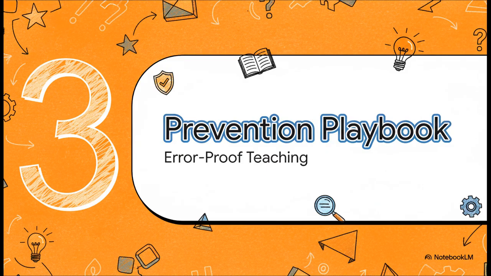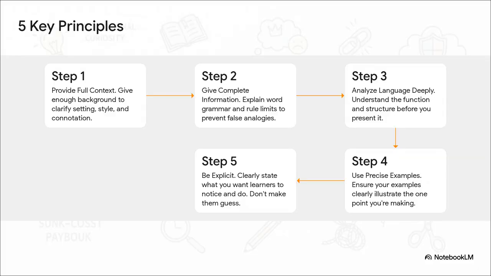Okay, so we've seen how easily things can go wrong. Let's flip the script and talk about solutions. What can we actually do to stop these errors before they even start? Well, here's a 5-step playbook we can take straight from those case files. First, give the full context. That's how we avoid the crony problem. Second, give complete information. No more oversimplifying the rules, which is what caused the mess with conceal and never.